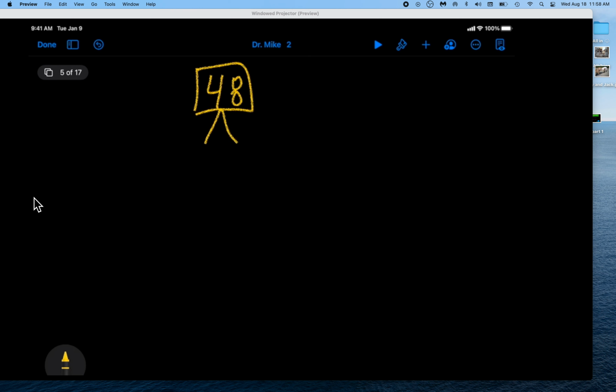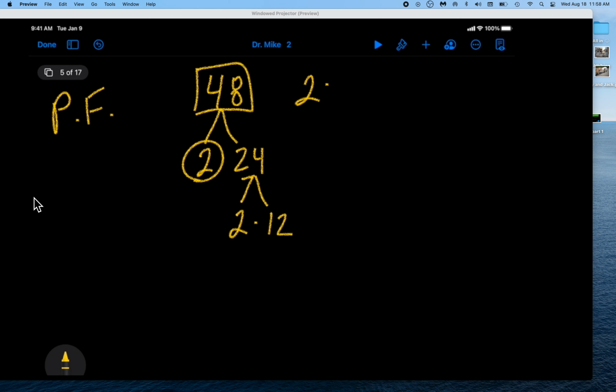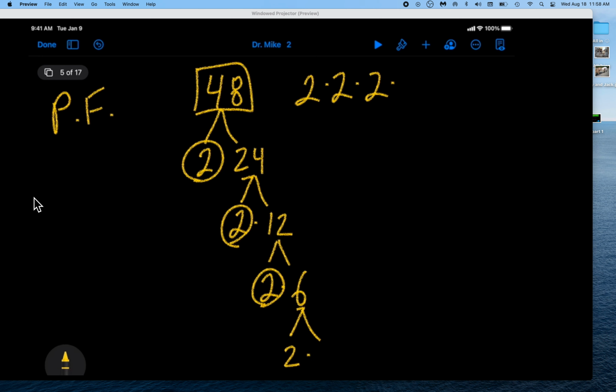Prime factorization, PF. 2 times 24. 2 is a prime number, it goes in our answer. Is 24 a prime number? Answer no. We can do 2 times 12. 2 is a prime number, goes in our answer. 12, we could keep going. 2 times 6. 2 is a prime number, goes in our answer. Is 6 prime? No. It's 2 times 3. These are prime, prime, prime, prime, prime. That is the prime factorization of 48.